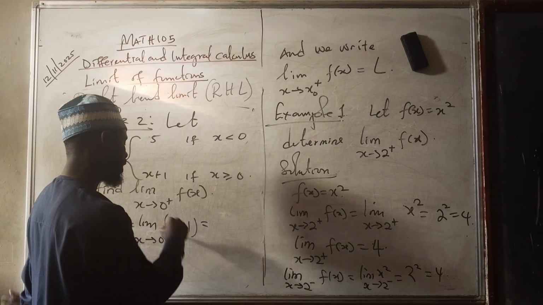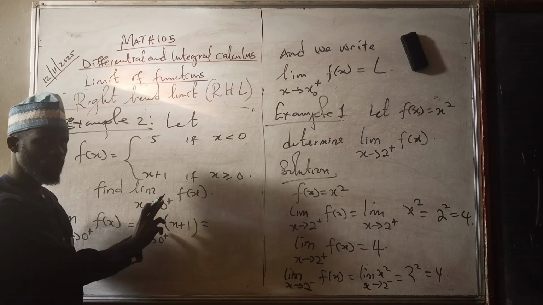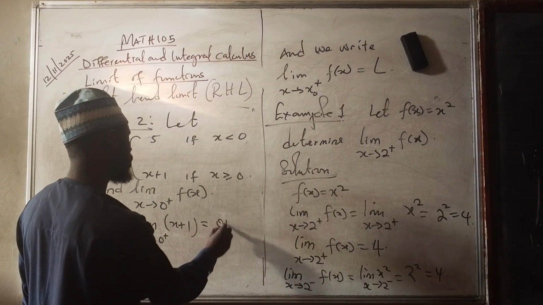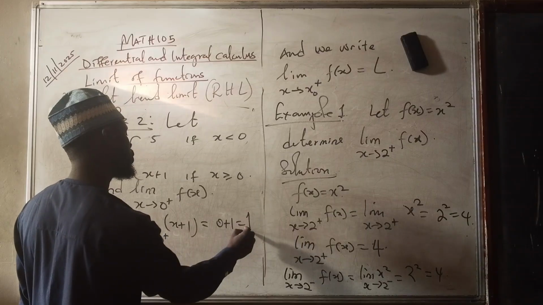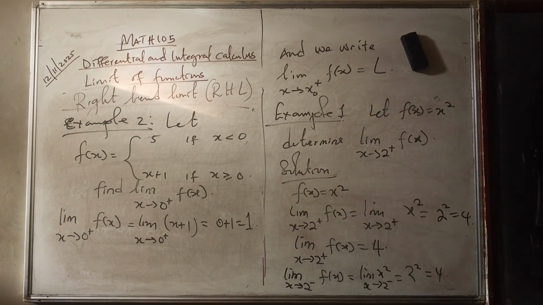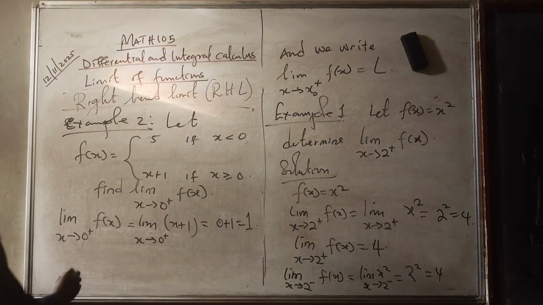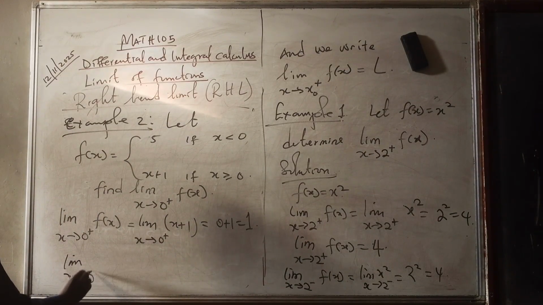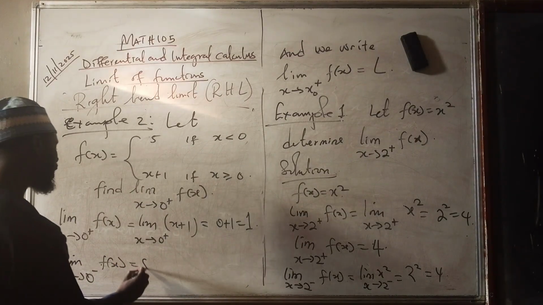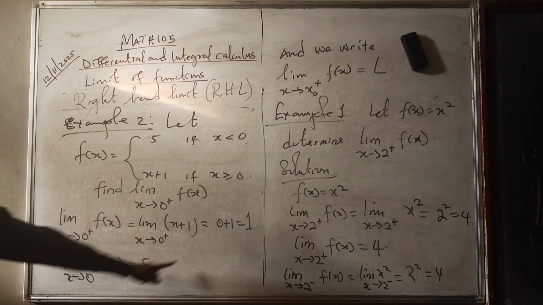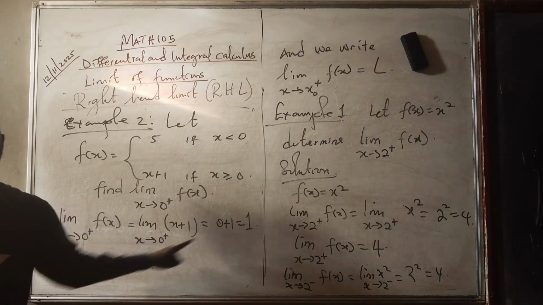So if we put x equal to 0, because this is a polynomial function, clearly we have 0 plus 1, and the answer is equal to 1. Remember that the limit to the left of 0 of f of x, if you can remember, is just equal to 5 here. So you see, the two limits now differ.